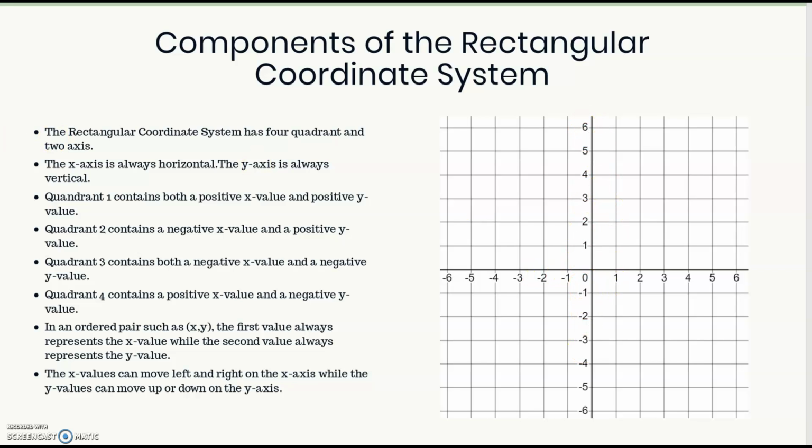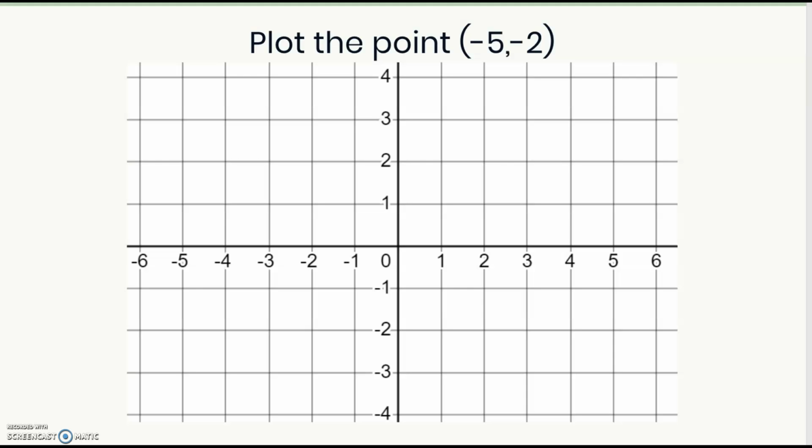Now let's look at this point, (-5, -2). Remember, in this ordered pair, the first number is talking about the x value, and it's negative. On the x-axis, remember the x-axis is horizontal, we are looking for negatives. So -5 is right here. So -5 for x right here.